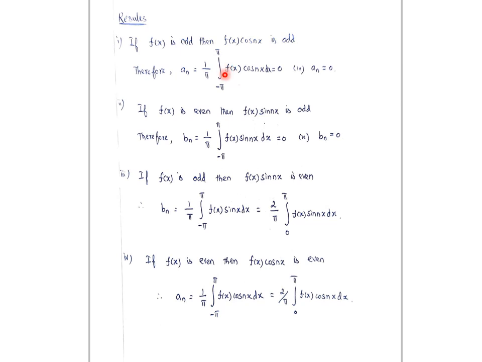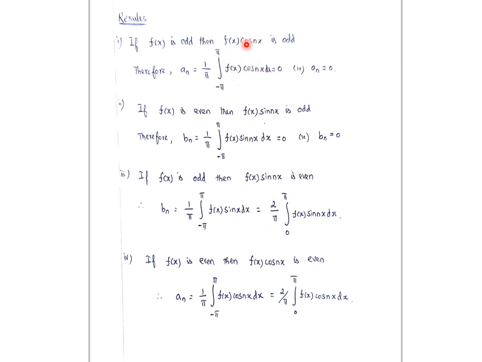Now, if the given function f of x is an odd function, we already studied that cos nx is an even function. Therefore, the multiplication of an odd and an even function will become an odd function. So if f of x is odd, the integrand of this integral will become an odd function.